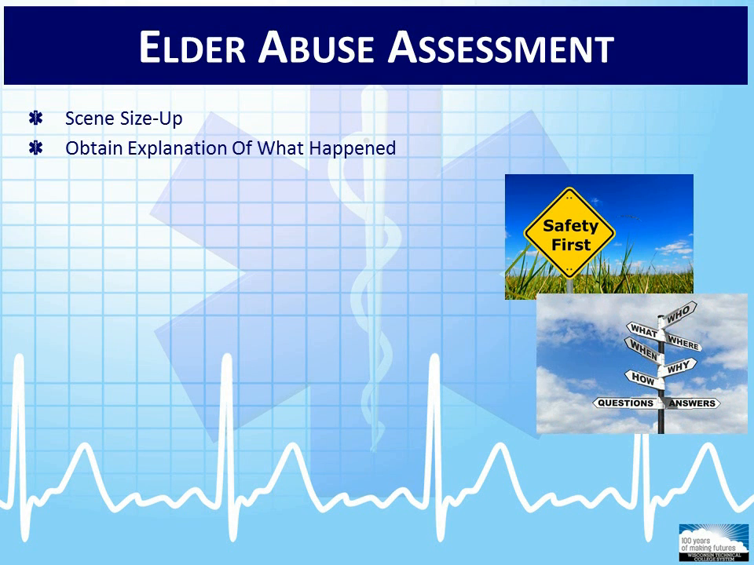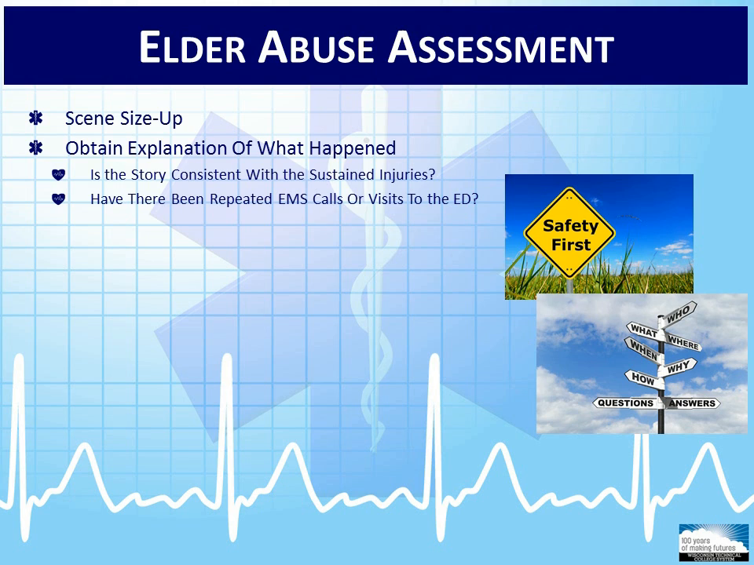Throughout the assessment and treatment process, some questions to keep in mind when trying to gauge the potential for abuse include: Is the story consistent with the injuries sustained? Do the injuries match the mechanism of injury? Have there been repeated EMS calls to the residence for the patient or ED visits? If so, is there a pattern forming, or can a pattern be identified? Multiple falls or other injuries should be investigated further. Does the patient have a history of being accident-prone?